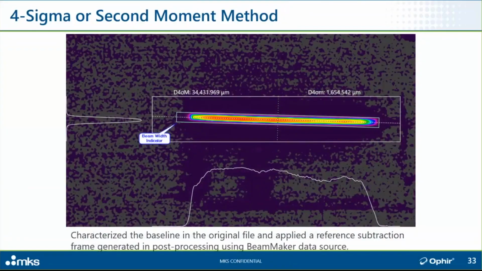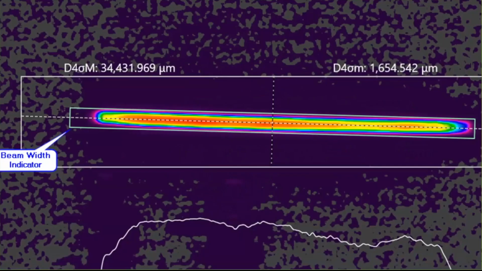In this image, we characterized that baseline, created a post-processing reference subtraction frame, and then removed that from all of the data, even the beam. All of this had the subtraction frame removed from it. And we see that now the beam width indicator is snugging up a lot better to the beam. In the previous frame, we were about 4 millimeters wide in the minor axis, and now we're at about 1.7 millimeters, getting a much more accurate result.